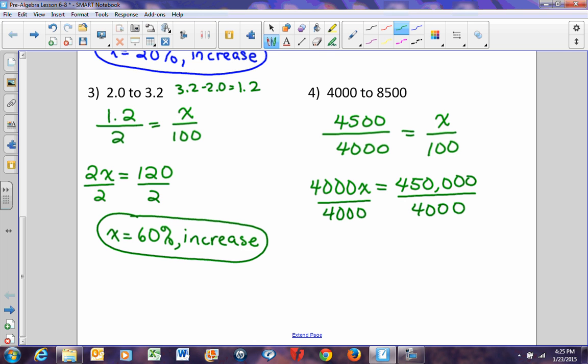Make sure you put all those zeros in your calculator. Or better yet, realize we can cancel all these zeros out. 1, 2, 3, so we're basically taking 450 and dividing it by 4. If you take 450 divided by 4, you'll get the same number as if you take 450,000 and divide it by 4,000. We get x equals 112.5%. Again, this terminated, so we don't need to round it. So it's 112.5%, and again, it's an increase. Lots of things going up.